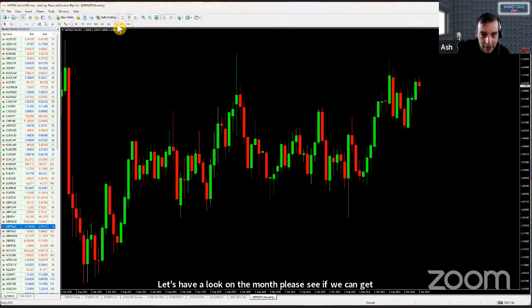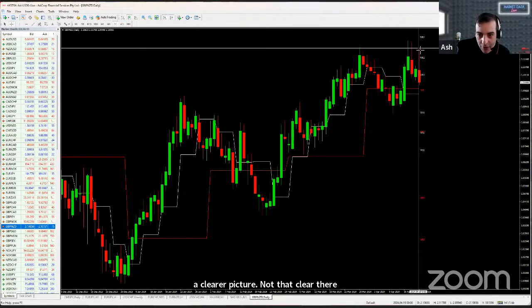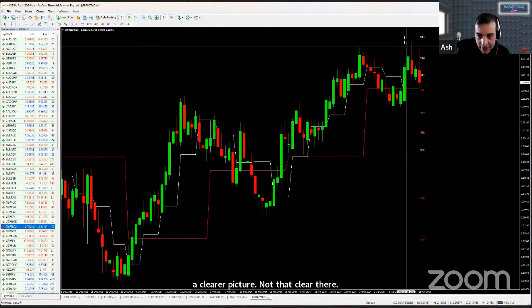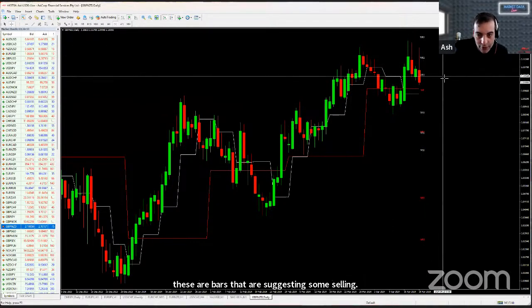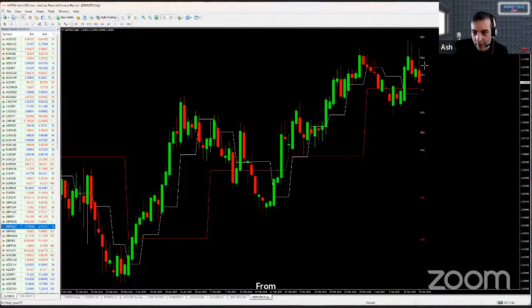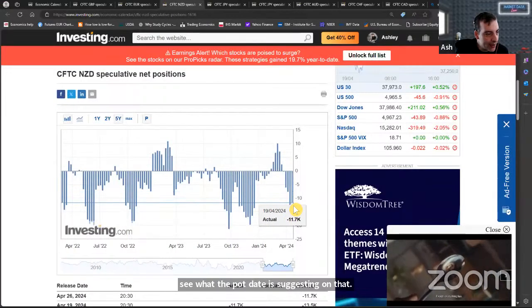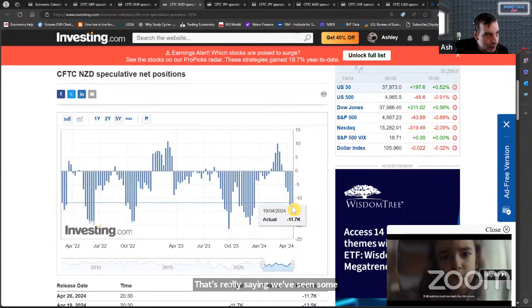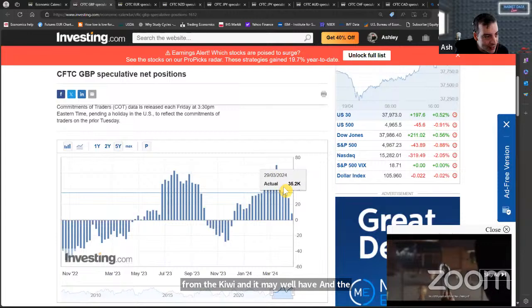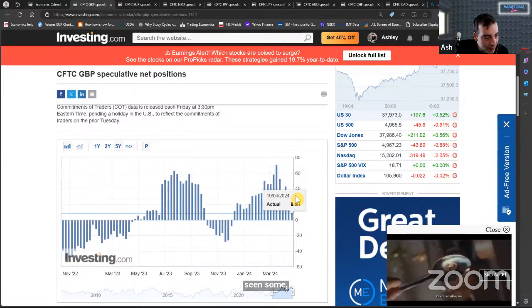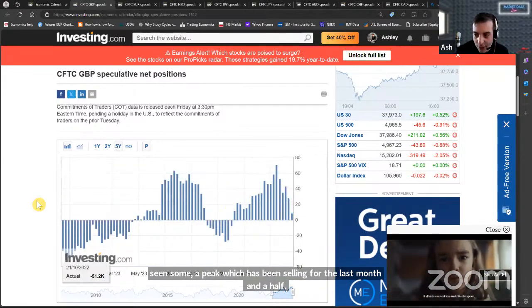Not that clear there. I mean, these are great bars, aren't they? These are bars that are suggesting some selling from the pound Kiwi. So I like that, Lewis, a lot, actually. So if we kind of go back and see what the COT data is suggesting on that, that's really saying we've seen some buying last week from the Kiwi, and it may well have troughed. And the pound, we've seen a peak which has been selling for the last month and a half. So that would suggest downside.